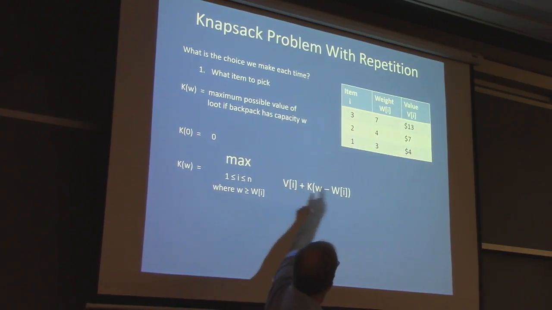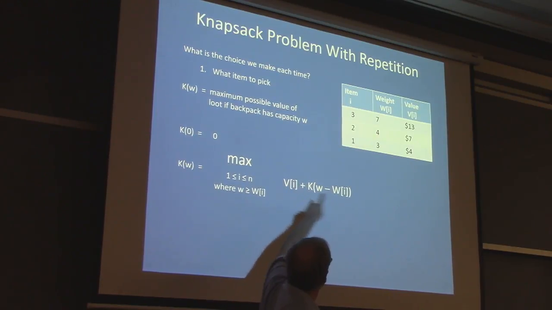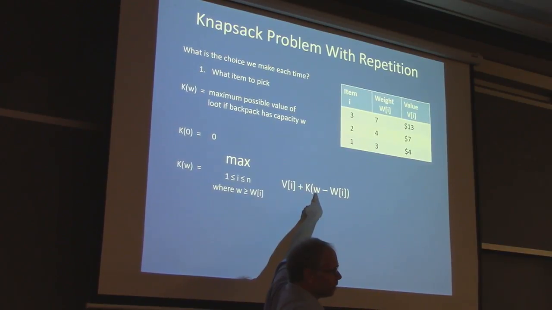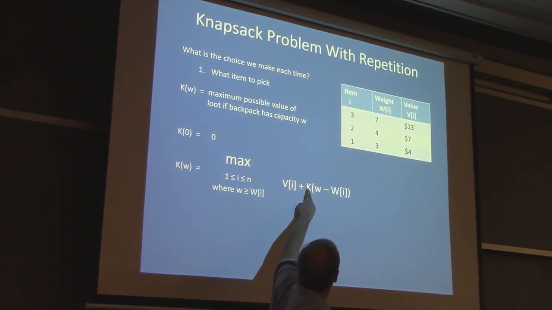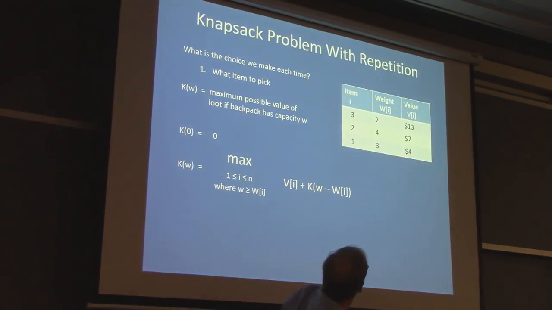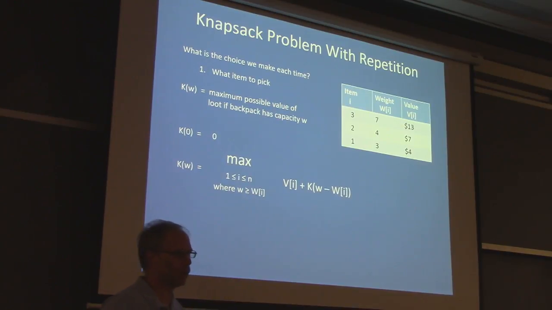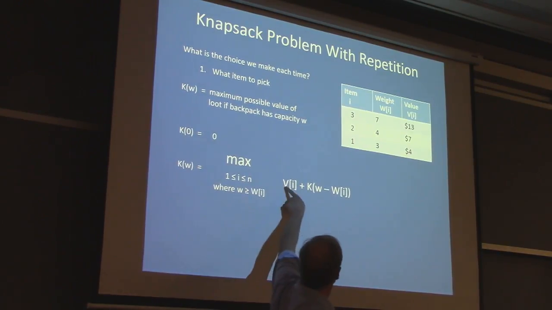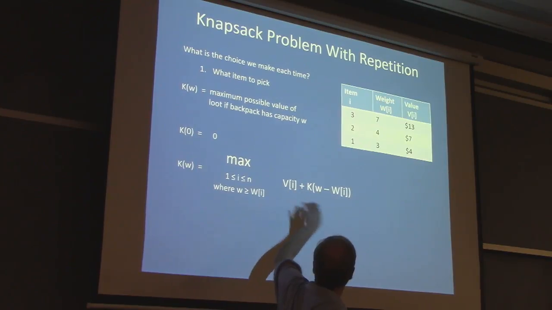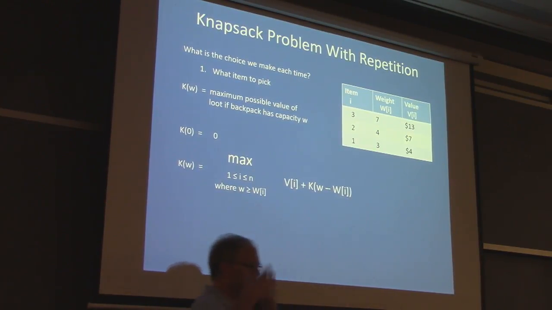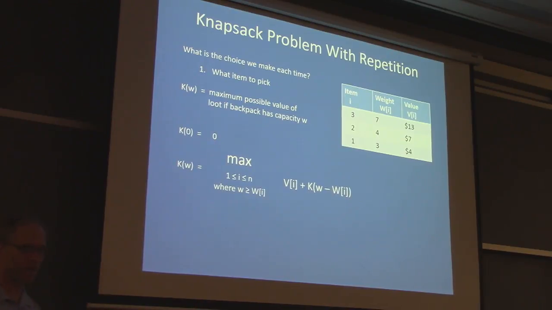So V of I is, let's say I is 3, so V of I would be 13. And let's say W is 20. In this case, then we would be saying 13 for the item we stole, plus K of the remaining space, which would be, if W is 20, 20 minus 7 is 13. Coincidence that it's the same. You would do the same trick for I equals 2, the same for I equals 1. Take the max. So you're just trying all the possibilities and seeing which one works out best.